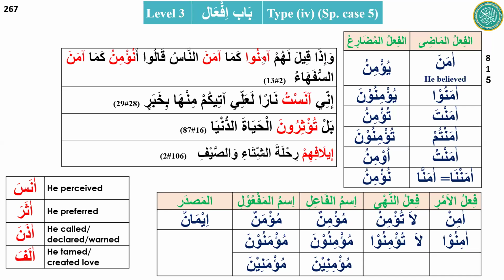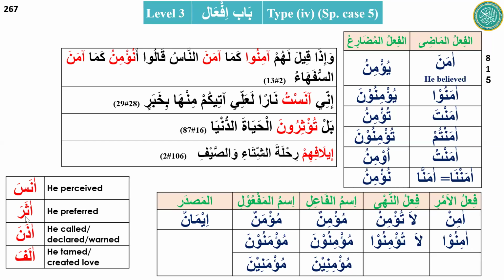Yeah. So amana, yu'minu, iman. Amana means he believed, and the one who believes is mu'min, and the masdar is iman. Thank you.